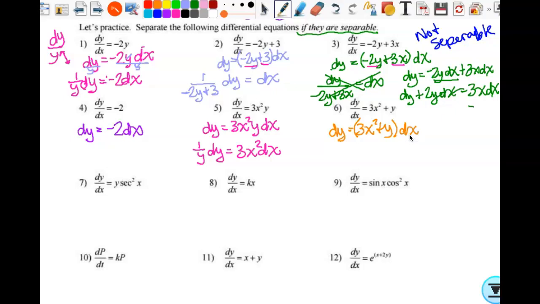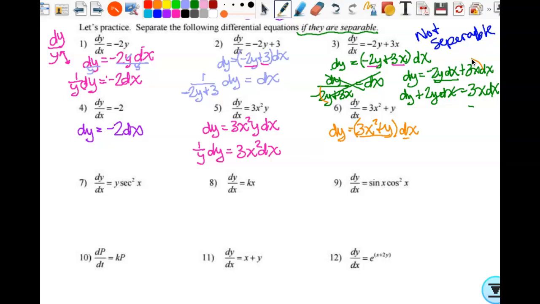Okay, so when I think about my next step, if I divide both sides by this, I end up pretty much in this exact same situation right here. You agree with that? If I distribute, then I end up pretty much in the exact same situation I am here, right? So is this separable?